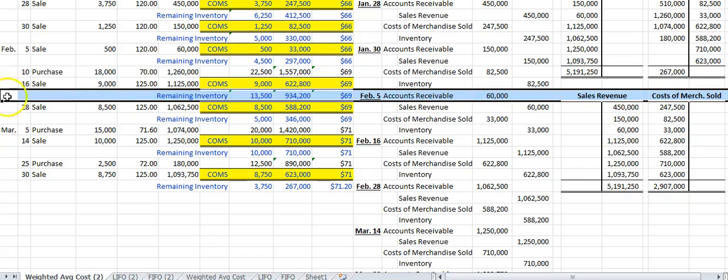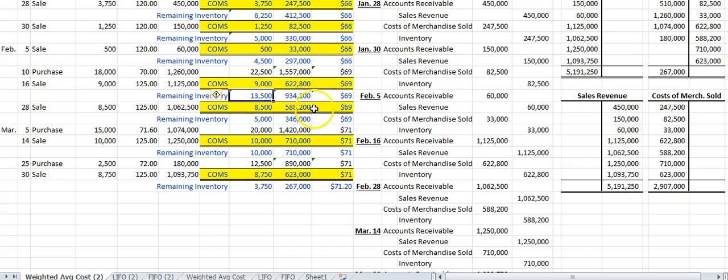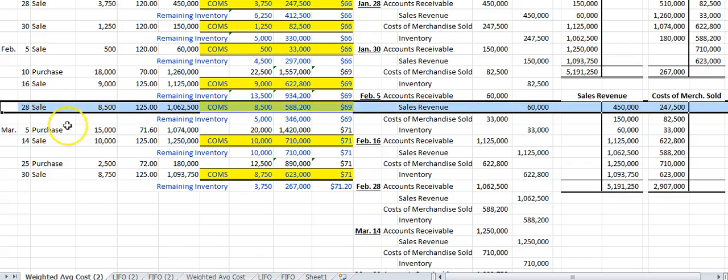We roll down the weighted average inventory. 22,500 minus 9,000 is 13,500. At a weighted average unit cost of 69.20 gives me a total inventory of 934,200. I booked my next sale. Well, I'm sorry.